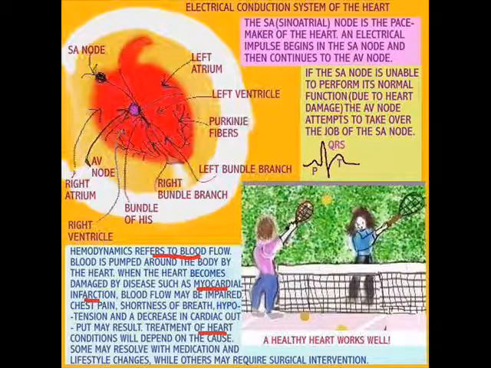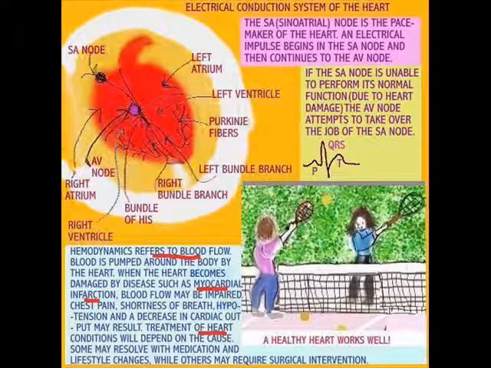The impulse from the SA node goes into the atrioventricular node, known as the AV node. If the SA node is unable to perform its normal function because of heart damage, the AV node usually attempts to take over, but it cannot beat as fast as the sinoatrial node.